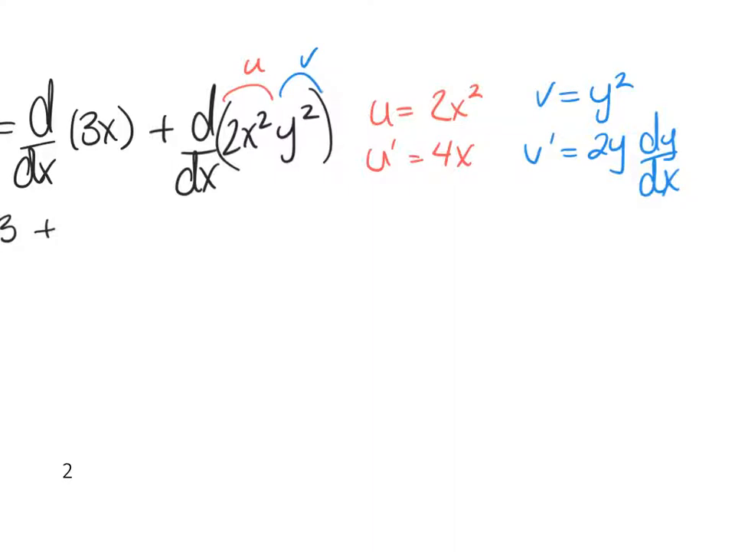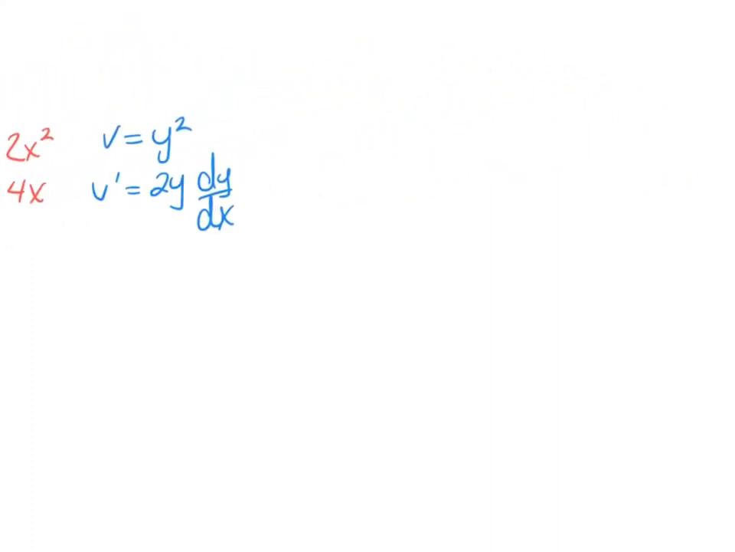Now, if you don't want to write dy dx each time, just write y prime. That's okay too. So anytime we take the derivative of y with respect to x, we have to put y prime after it. Yep. Because it is with respect to x. The question was, why do I have to put the dy dx every time? Absolutely.